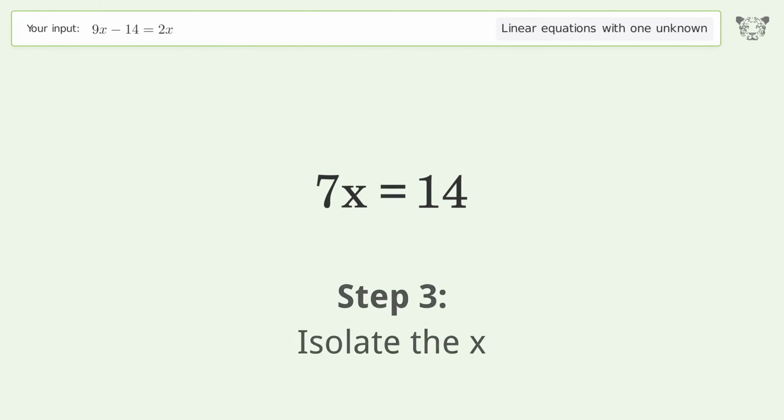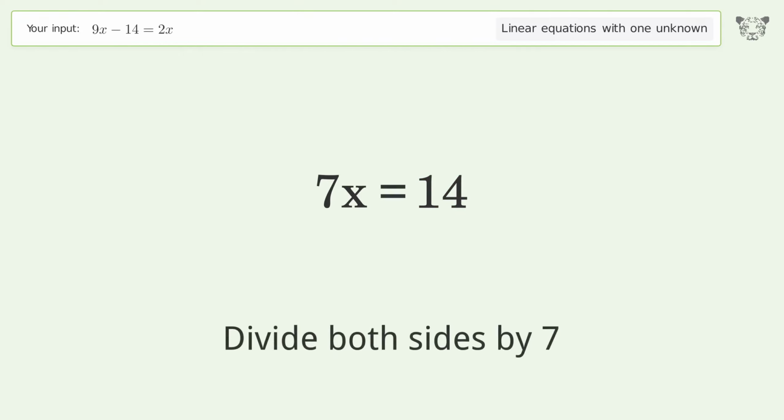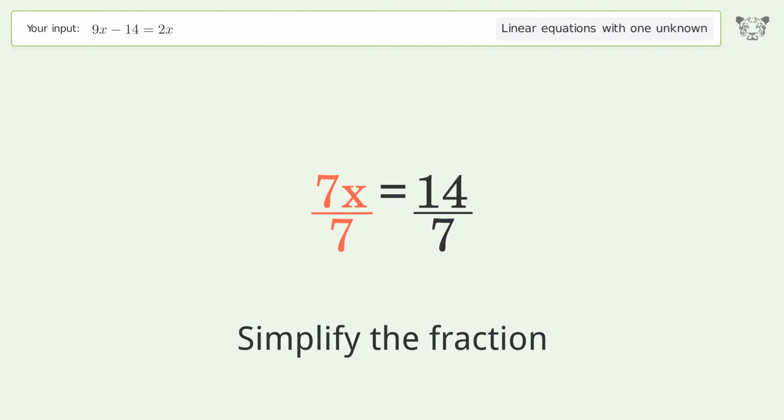Isolate the x. Divide both sides by 7. Simplify the fraction.